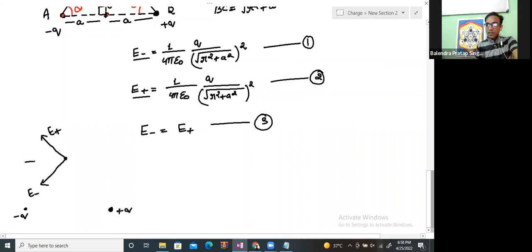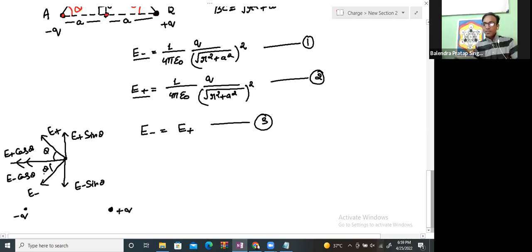What we did, we resolved this electric field. The horizontal components are E plus cos theta and E minus cos theta. The vertical components are E plus sine theta, and again in this direction E minus sine theta. These are the two thetas. So this is all about the direction. On the horizontal axis, the two fields are E plus cos theta and E minus cos theta. On the vertical, E plus sine theta and E minus sine theta.